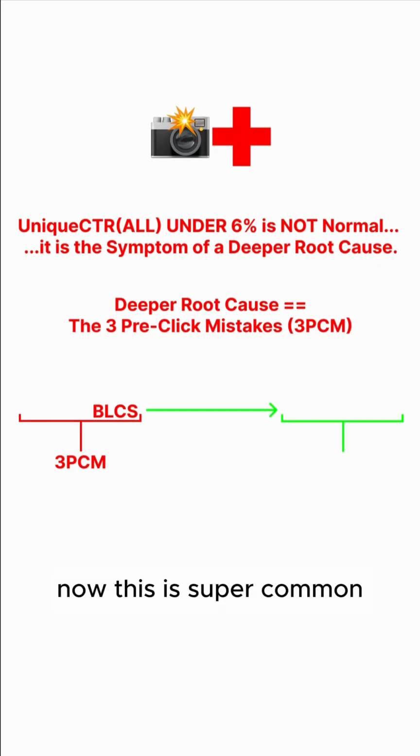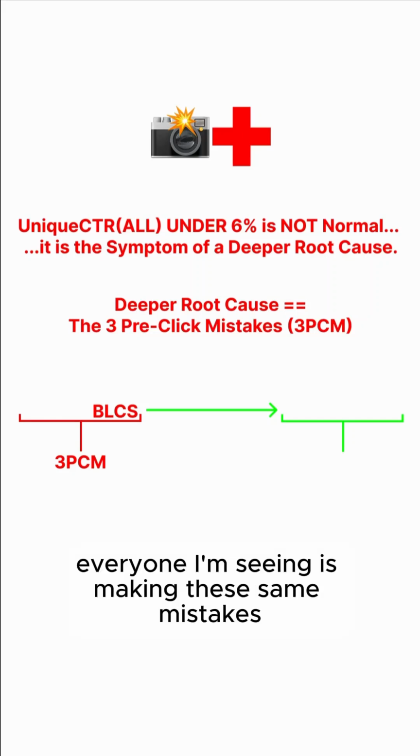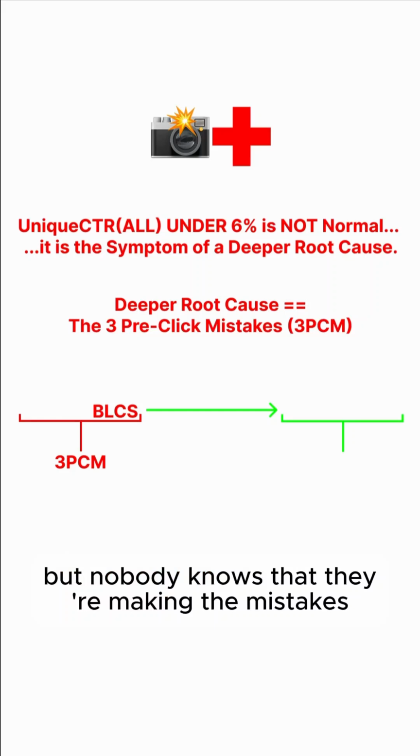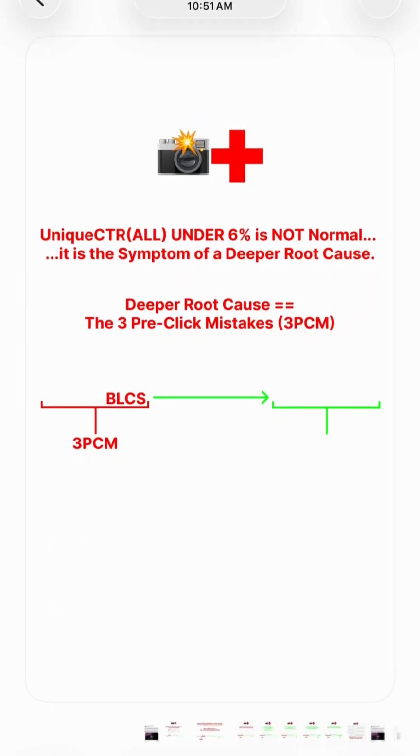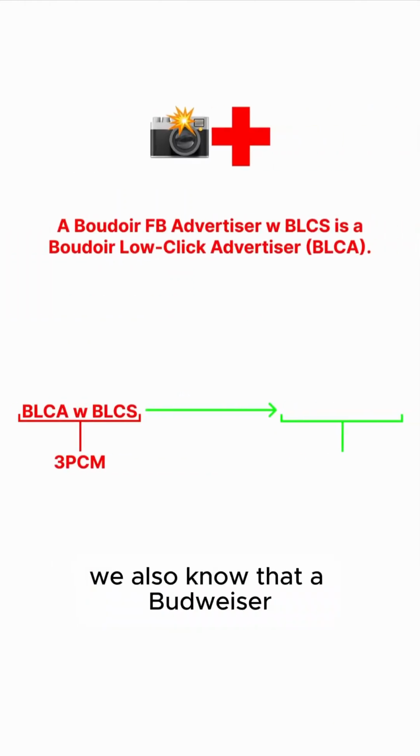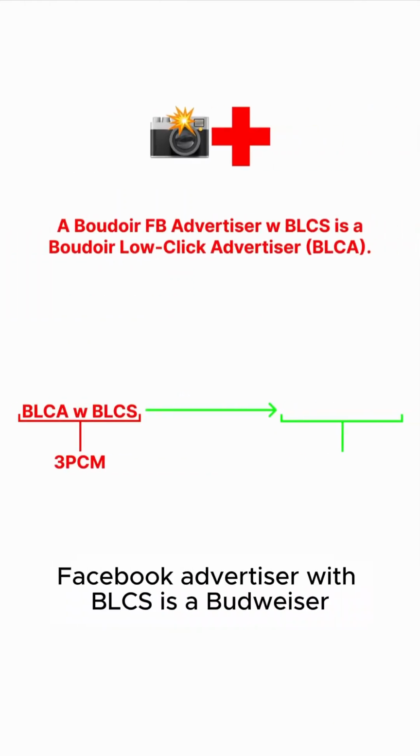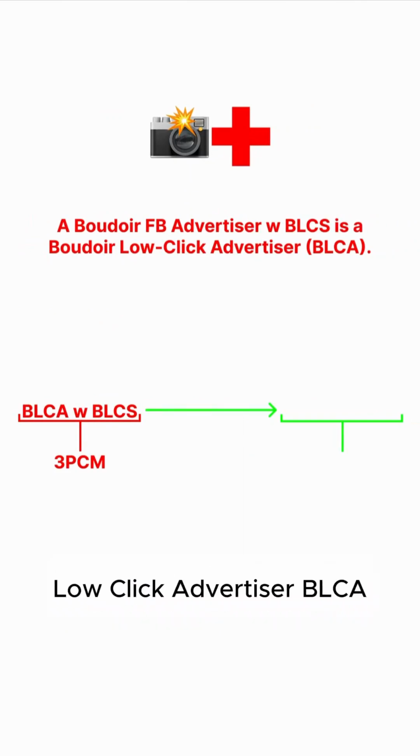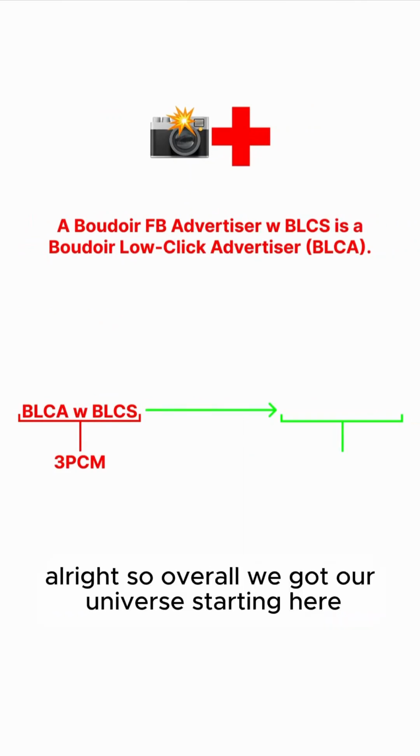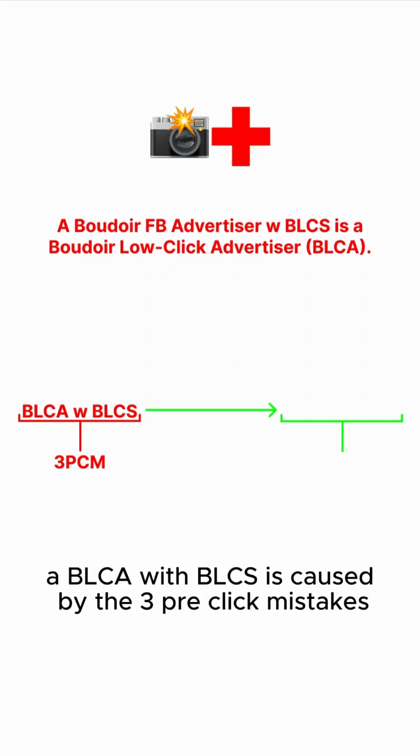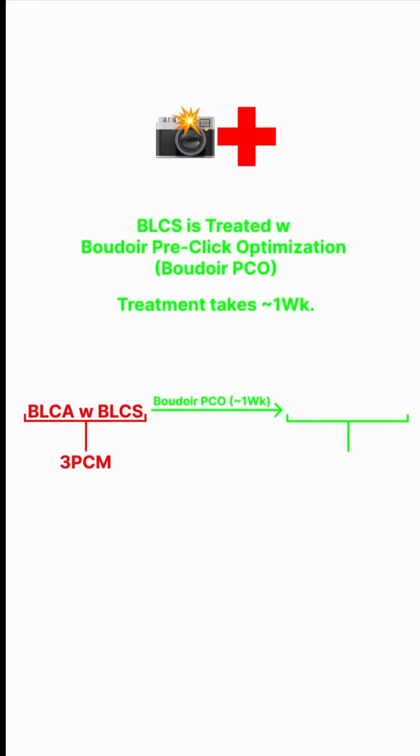Now, this is super common. Unique CTR under 6% is because everyone I'm seeing is making these same mistakes, but nobody knows that they're making the mistakes. We also know that a Boudoir Facebook advertiser with BLCS is a Boudoir low-click advertiser, BLCA. All right, so overall, we got our universe starting here. A BLCA with BLCS is caused by the 3 pre-click mistakes.